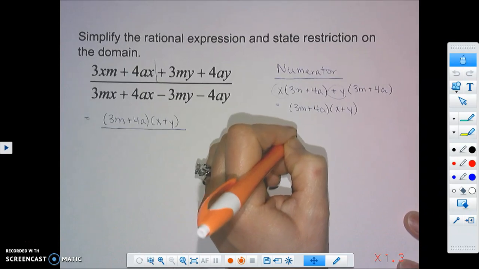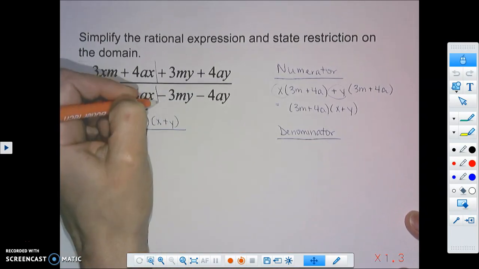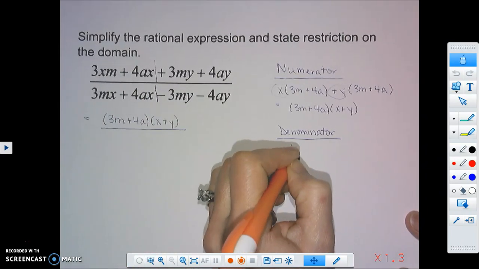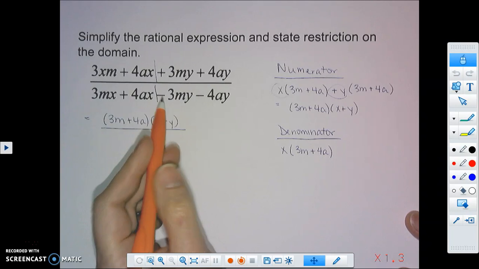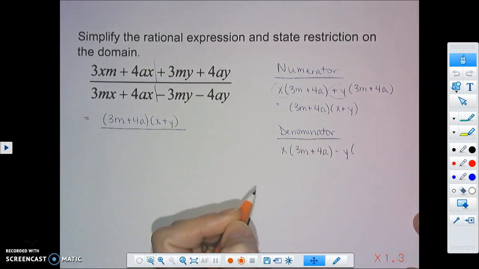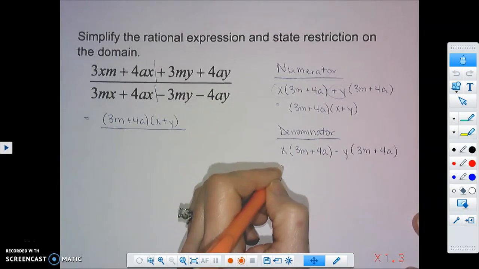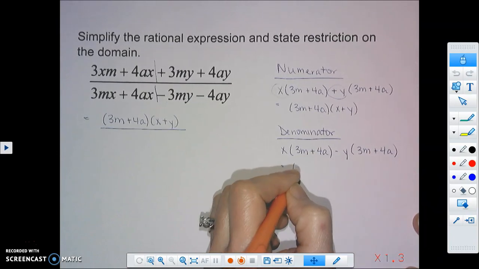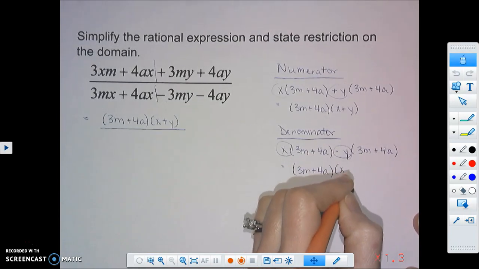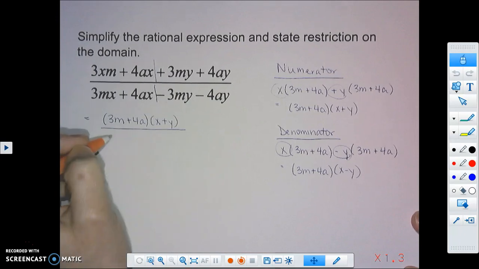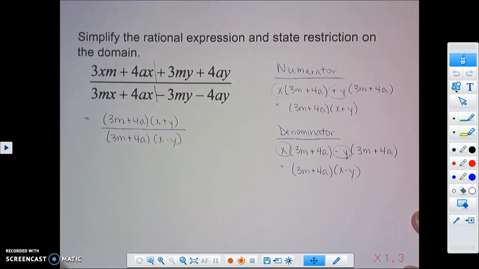Okay, we're going to do the same thing with our denominator here. So splitting it in half, the first half has an x in common. Left-hand side is 3m plus 4a. The second half, this is a negative, so we're going to bring a negative y out as its GCF. And left-hand side, 3m plus 4a. That tells us, again, the same thing in the parentheses. We're going to write that once. And the x minus y comes together in our second parenthesis. So 3m plus 4a, and x minus y is how the denominator factors.